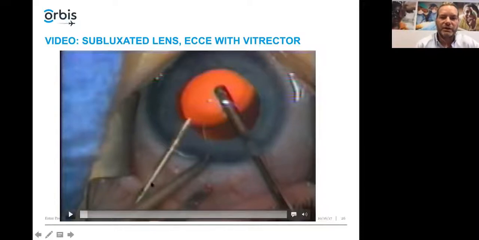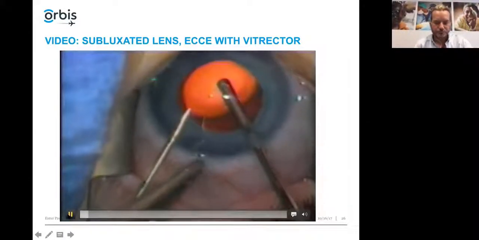Also, here I don't have an anterior chamber maintainer. I've simply used a 23 gauge butterfly needle. So if you don't have anterior chamber maintainers, you can just use a needle pushed through the cornea as your infusion line. Just make sure that the tip stays off the endothelium, of course. All right, so let's play out this video.